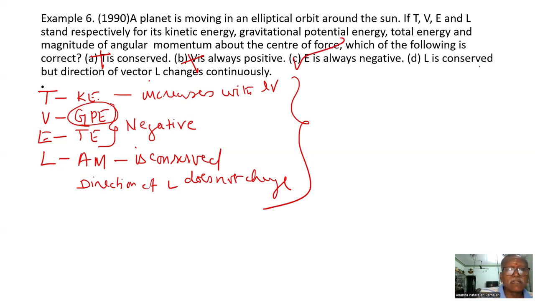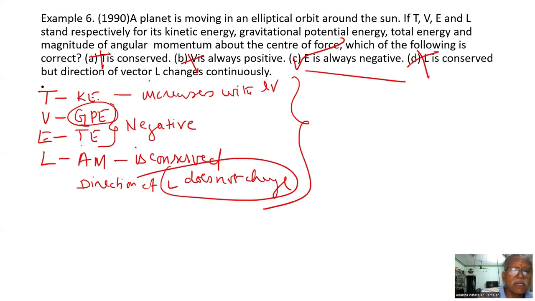L is conserved, but the direction of vector L changes continuously is wrong, since L does not change its direction. Therefore, D is also wrong. Therefore, E is correct. E is always negative, that is, total energy is negative. Shall we move to the next sum?